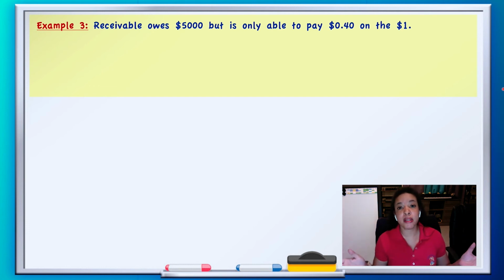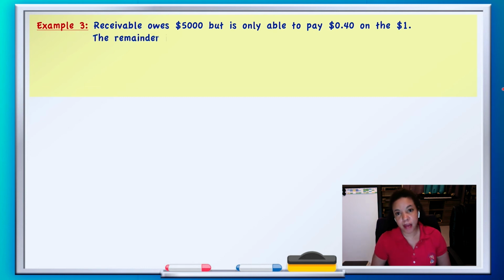What that simply means is 40%. So if you see the question given to you like this, 40 cents on the dollar, it just means 40%. Or you just multiply the 5,000 by 0.40, and that will give you how much was paid. Nice and easy, so don't get afraid or anything like that, okay?